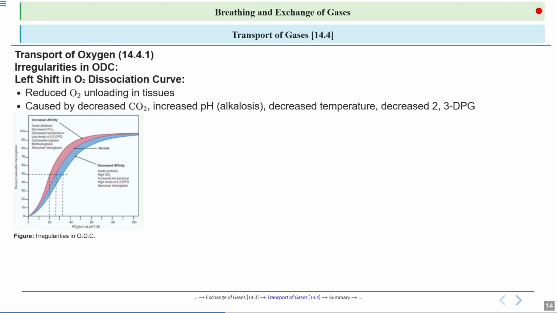So if there is a decrease of DPG, that is diphosphoglyceric acid, then what will happen? The regulation will be affected, that is, the dissociation of oxygen from the oxyhemoglobin and its reaching the tissue will be affected, right? So these are some of the things that can affect the oxygen dissociation curve.